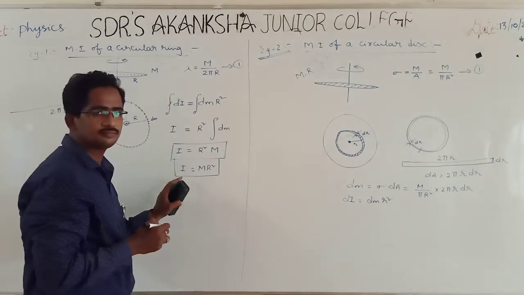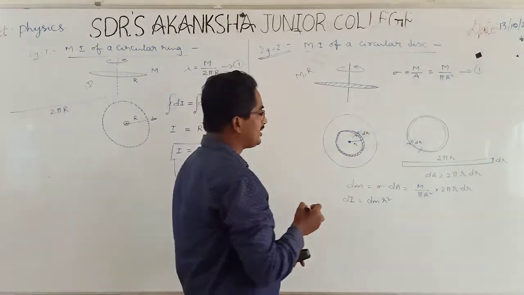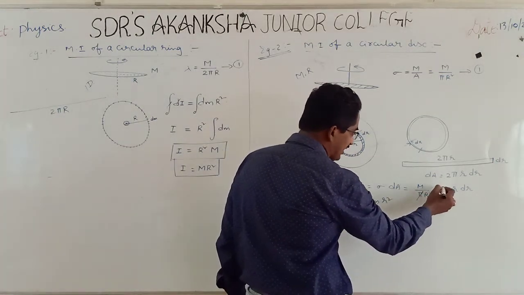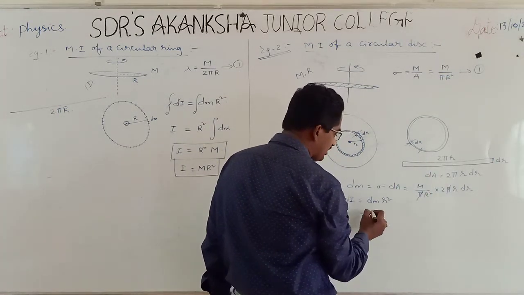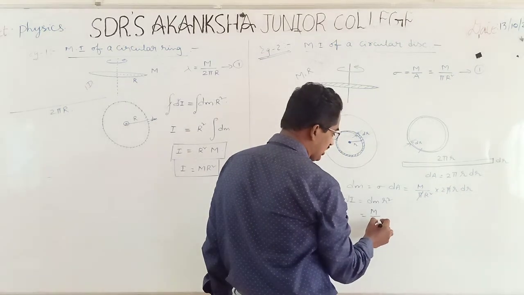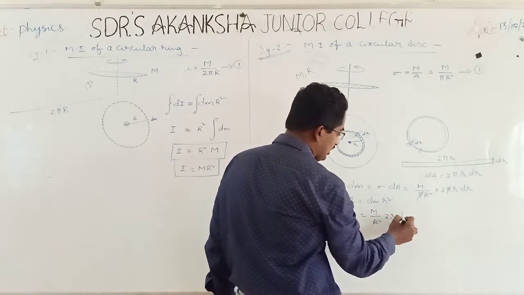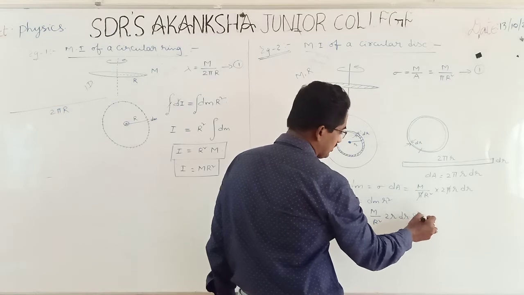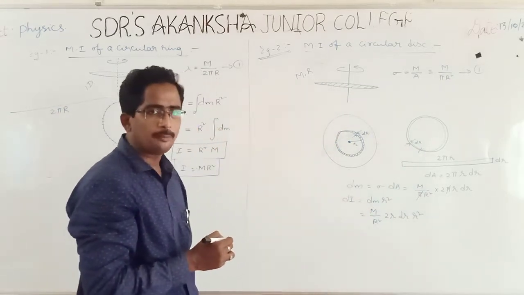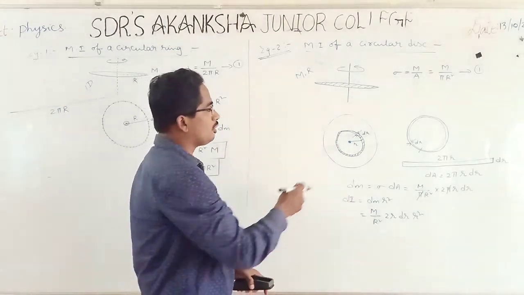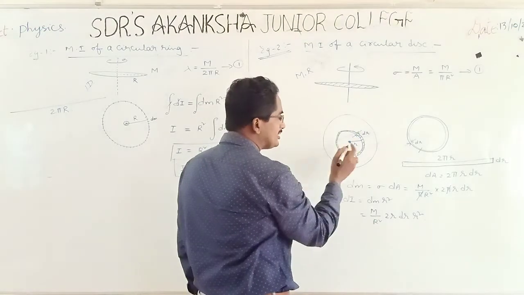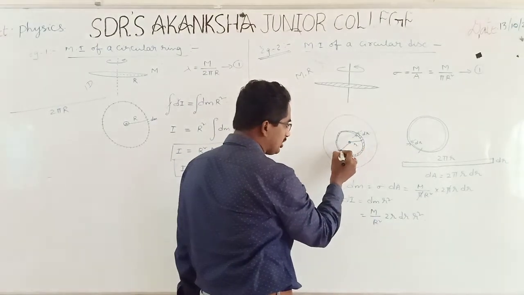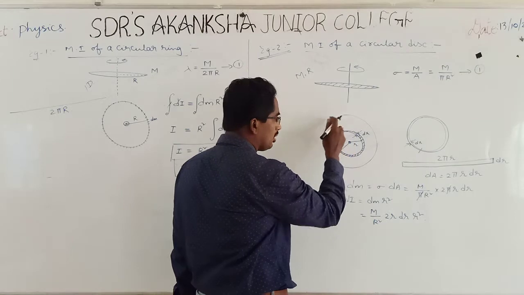According to this one, what is the dm value obtained there? M pi cancel here. What remains there? M by r square 2r dr into r square. Okay, after applying that, I would like to get the total moment of inertia. This r value varies from where? 0 to R, right? This is the total limit, you know.